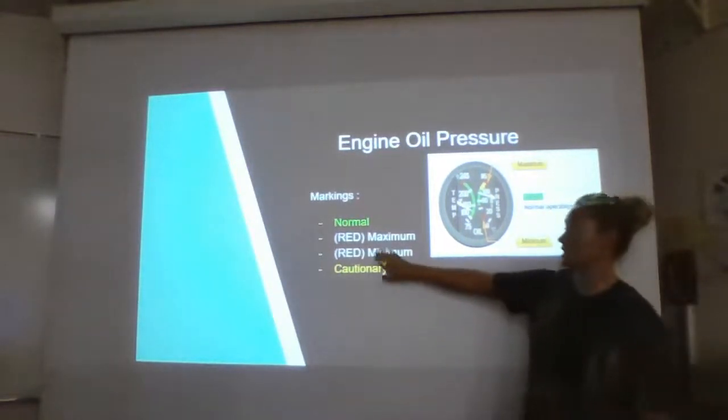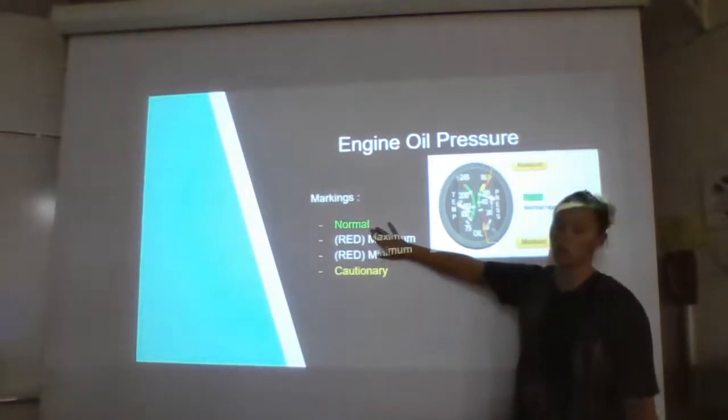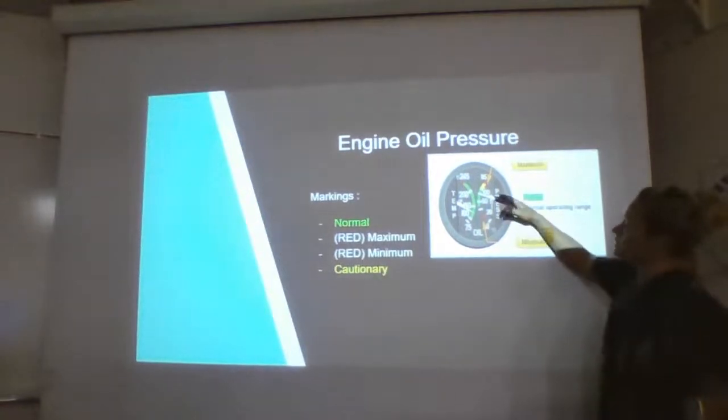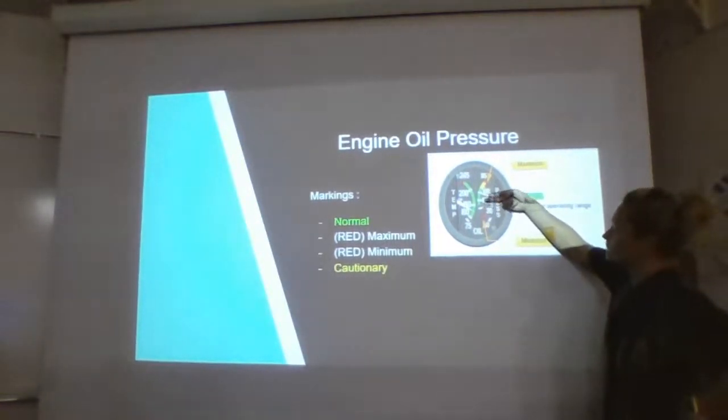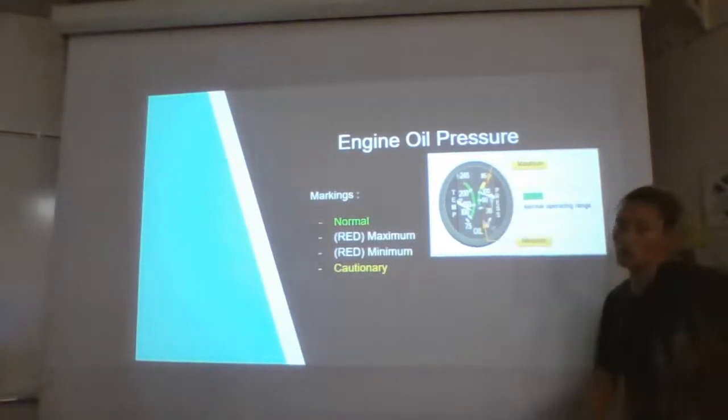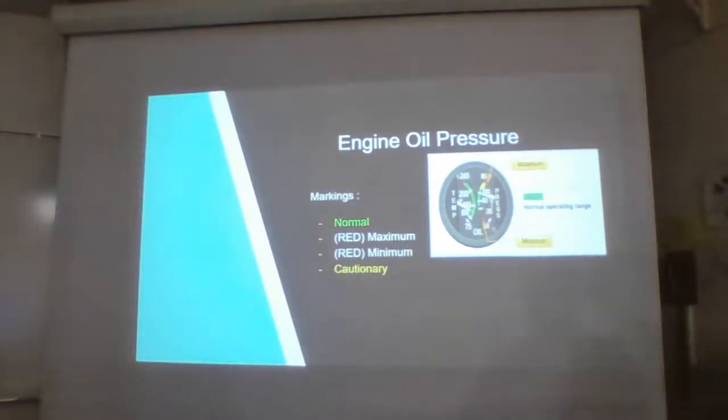So the green right here, I marked in green, is our normal operating range. And in this semicircle area, you'll see there's a small strip of area that's marked green. So that's your normal operating range for your engine oil pressure.